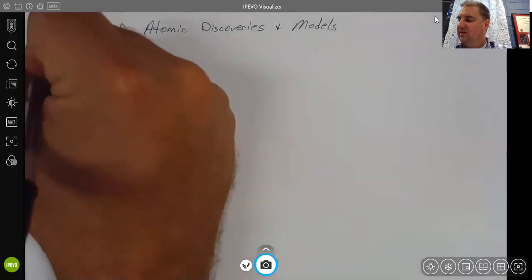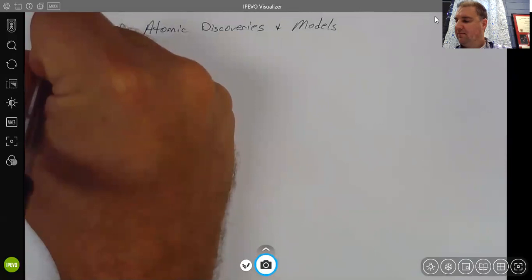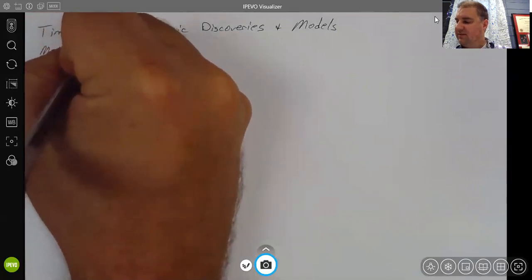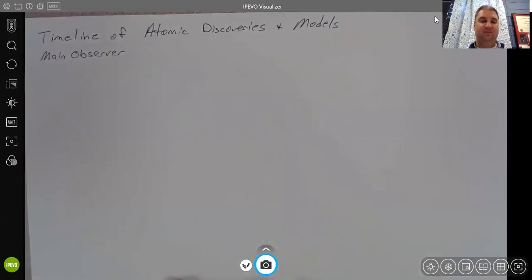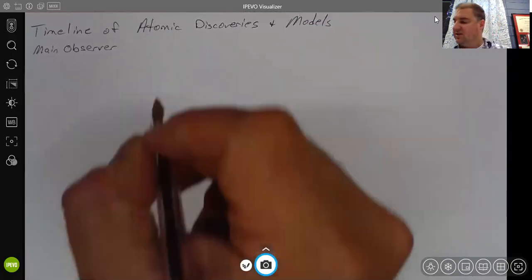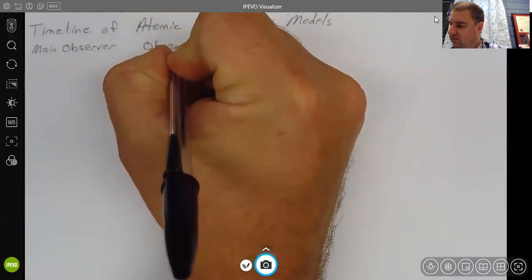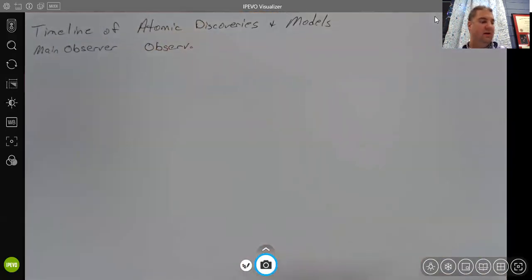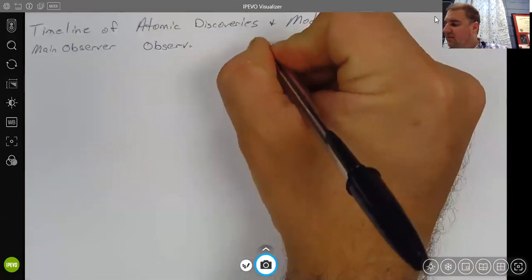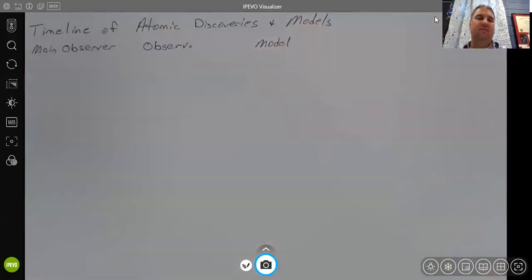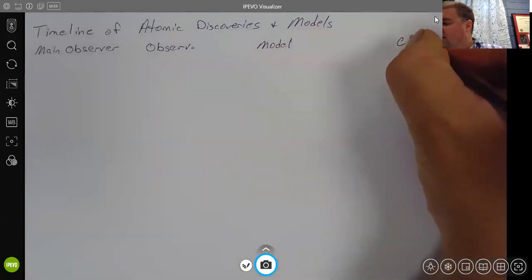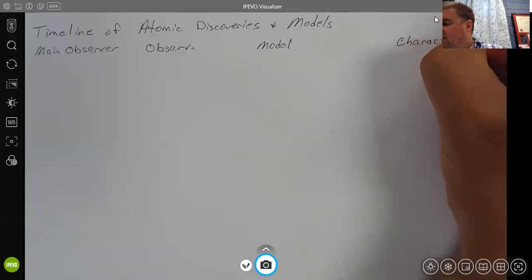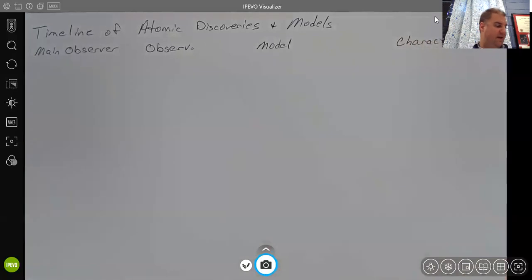And what I'm going to do here is tell you about who the main observer was for each of these discoveries, what their observations were, if there is any particular type of model that we can sketch for their discovery or model, and what the characteristics are of that model, if there's a model.